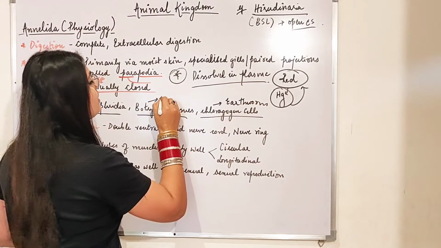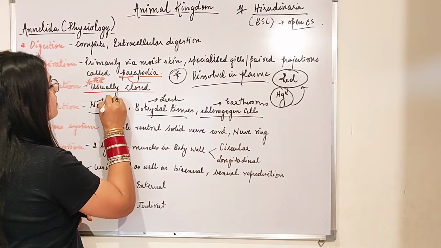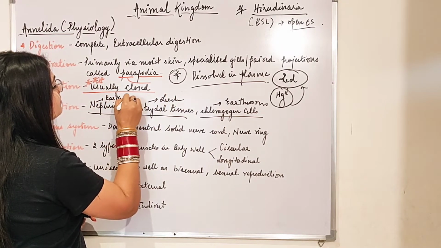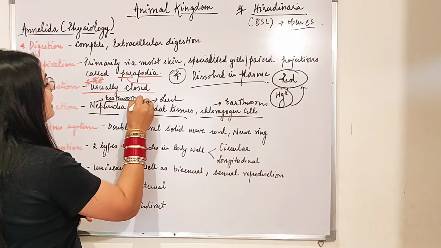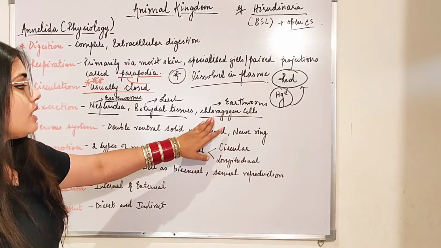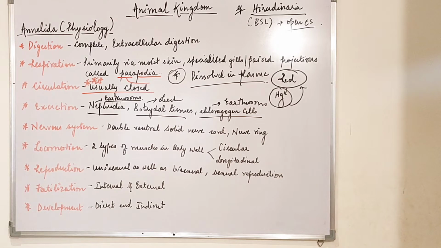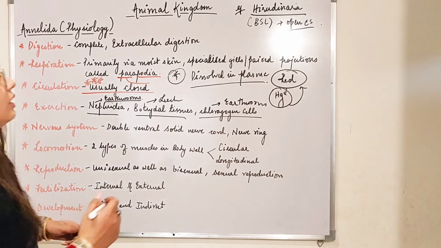This is found in leech. And this is again found in earthworms. But they are analogous in nature, the chloragogen cells. They are analogous in nature, right? That means they are functionally similar to the vertebrate liver.